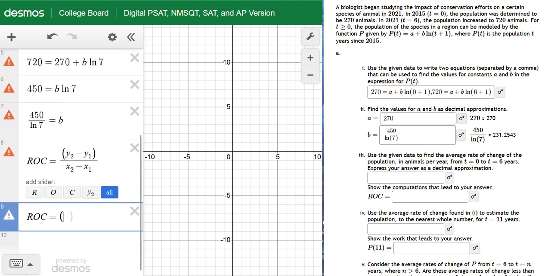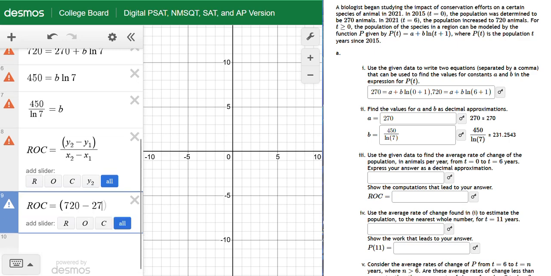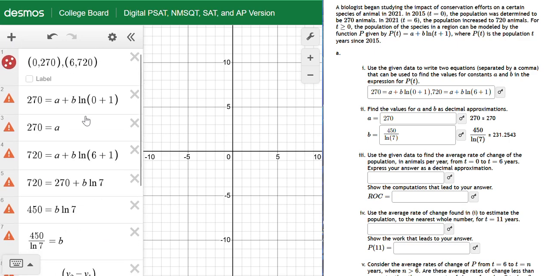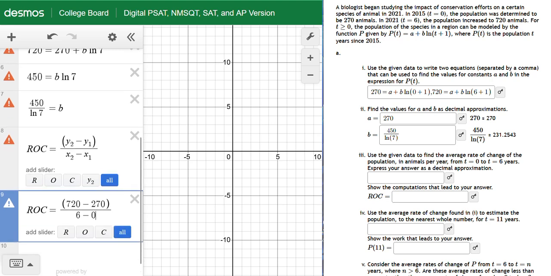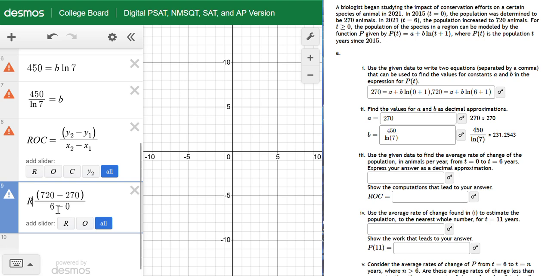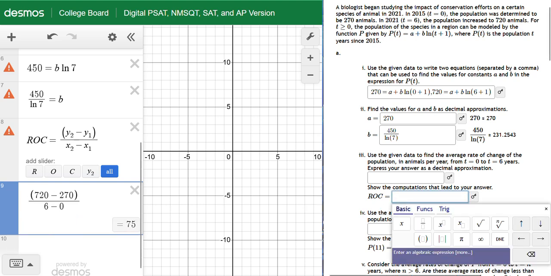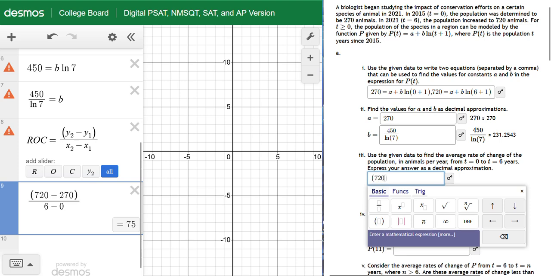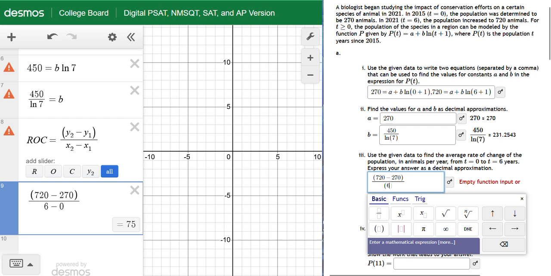So if I take the difference of 720 minus 270, and I divide that by the difference of the corresponding x's, which are 6 and 0, so 6 minus 0, and that's going to give me my rate of change, which here I can calculate. I see it's 75. So my rate of change is 75, and the expression that I used to find that is just this equation, 720 minus 270 divided by 6 minus 0.